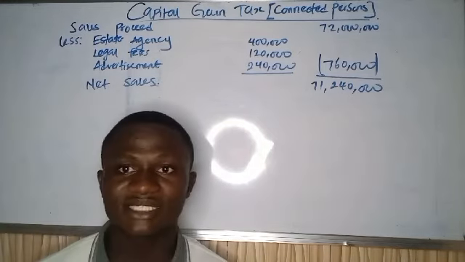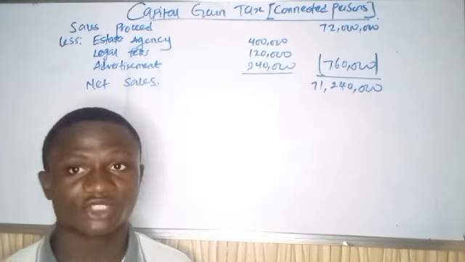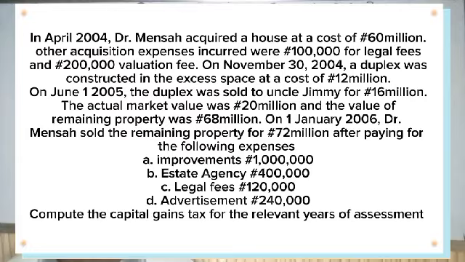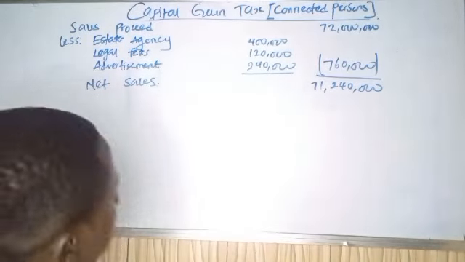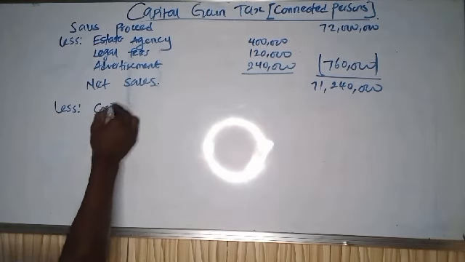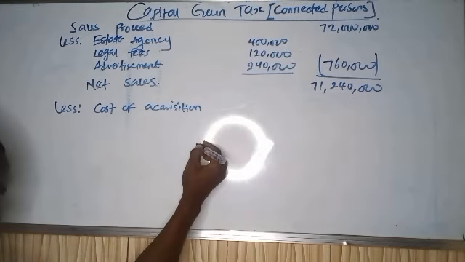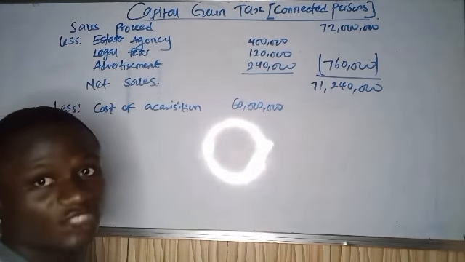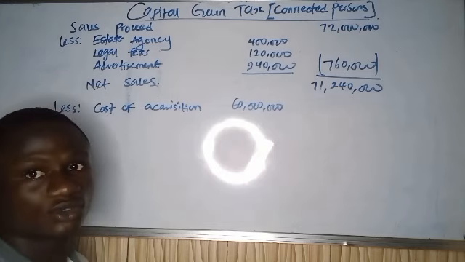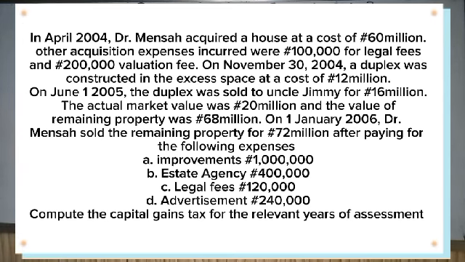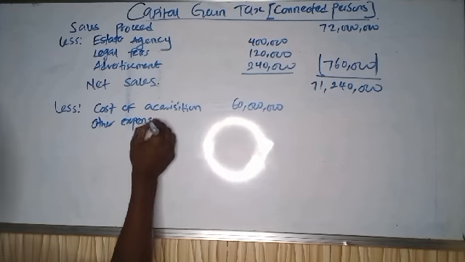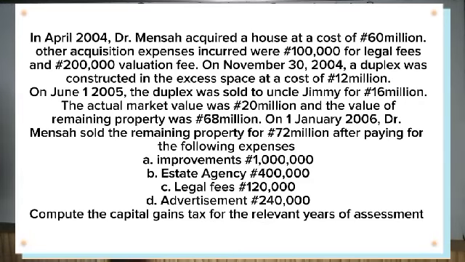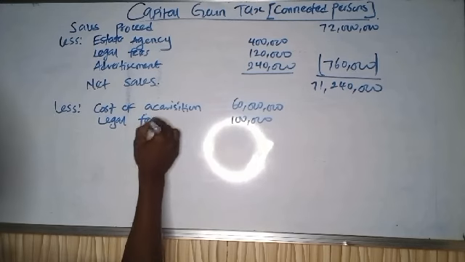The next thing we need to do now is to subtract the cost of the asset plus the related expenses we incurred. If you go back to the question, I said in April 2004, Dr. Mensah acquired a house at a cost of 60 million naira. So the cost of acquisition is 60 million naira. On buying the asset, he incurred some other expenses, which I said in my first video we classify as part of the cost of the asset. Other expenses incurred were 100,000 for legal fees.